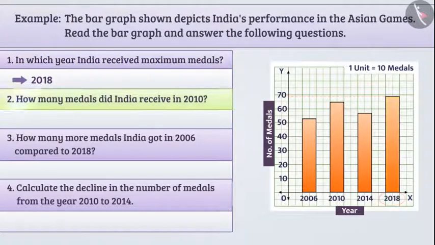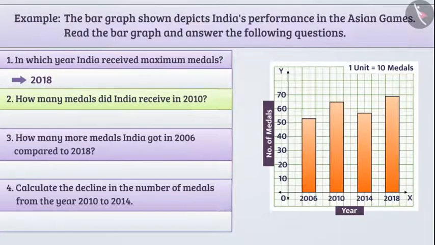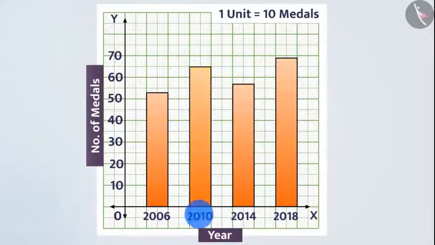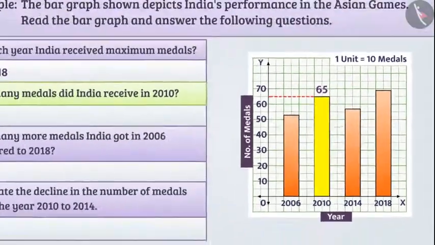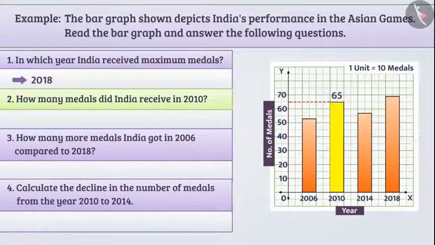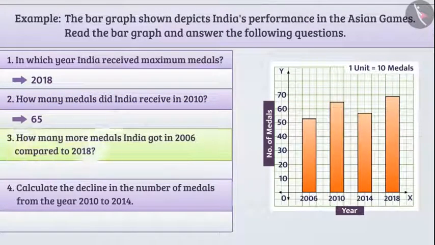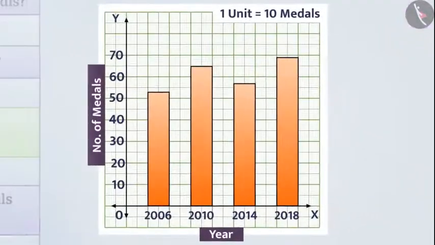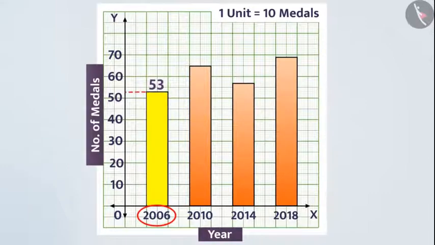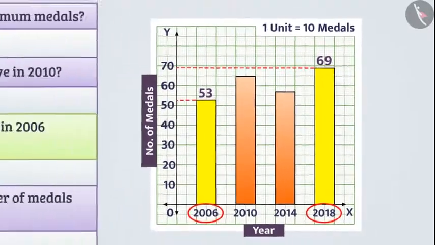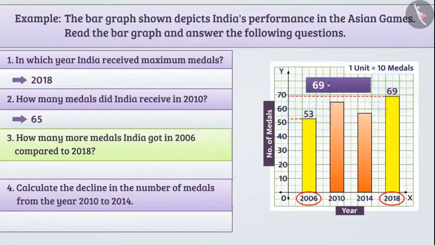How many medals did India receive in 2010? From the length of the bar drawn for the year 2010, we know that in 2010, India got a total of 65 medals. How many more medals did India get in 2006 as compared to 2018? In 2006, India got 53 medals and in 2018, it got 69 medals. There is a difference of 69 minus 53 equals 16 medals in the number of medals received in both years.